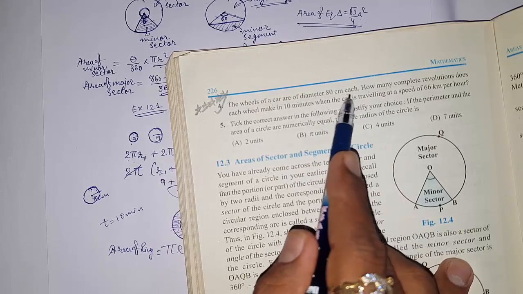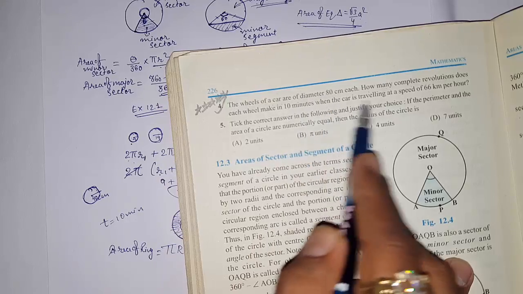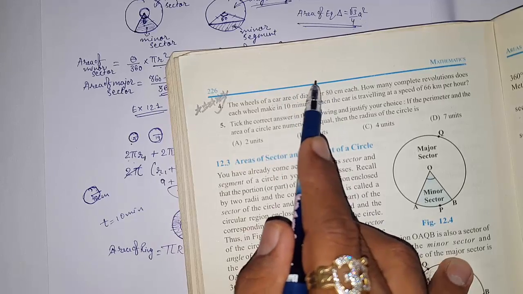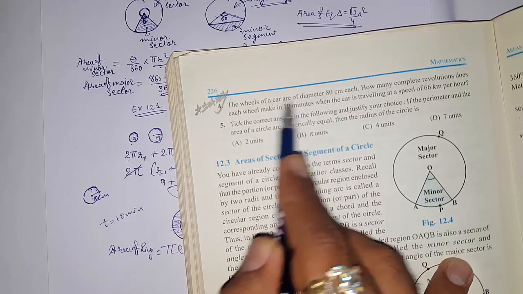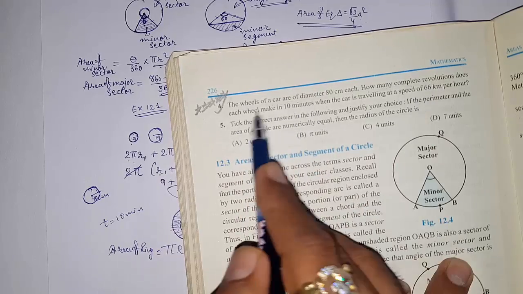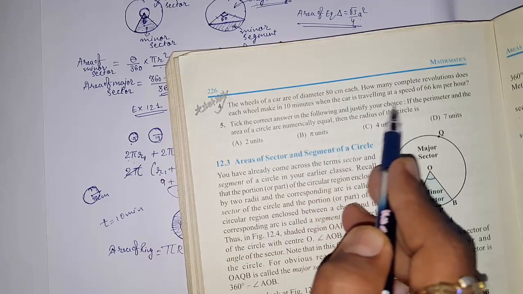So how many revolutions will it take? Find out the circumference, then take the total distance, that is 11,000 meter, and divide it by the distance covered in one rotation. Then you will get the number of revolutions done by the car. So this way, and then tick the correct answer and justify.